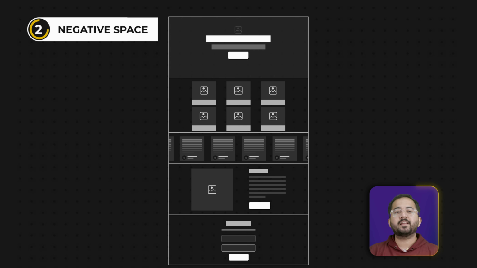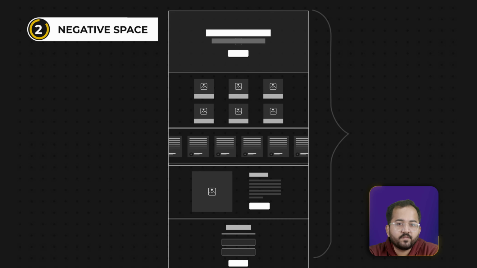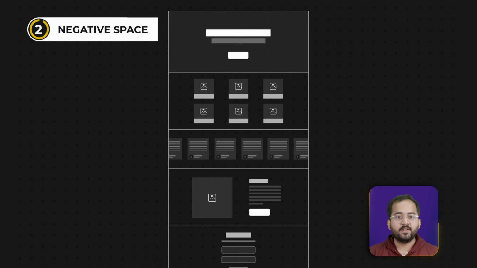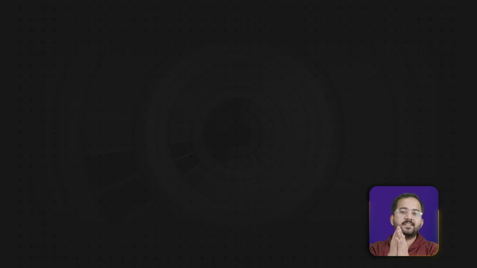Now, let's see how we can create negative space in our wireframe design. Right now, we don't have any spacing between the different sections and it looks quite cramped. So, let's add a bit of padding of around 50 pixels between all elements like this and slightly space out the different frames. Okay, now let's add a menu bar to the top of the page and make sure it's well spaced too.